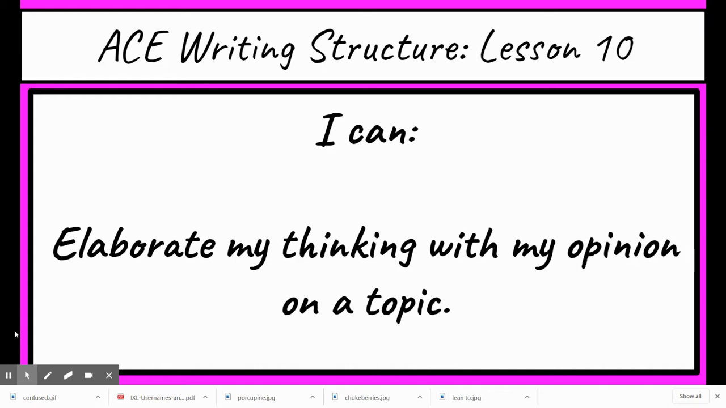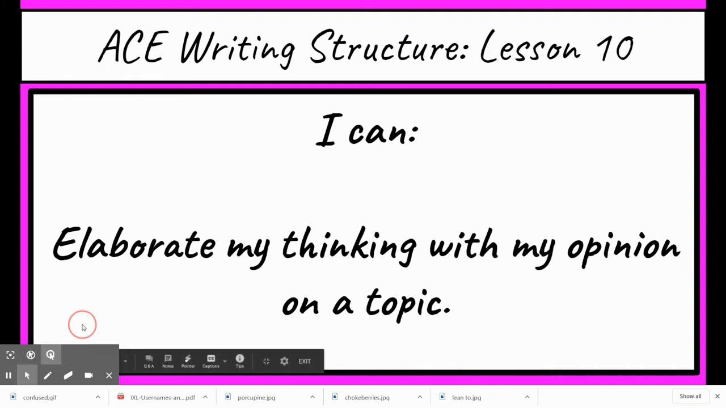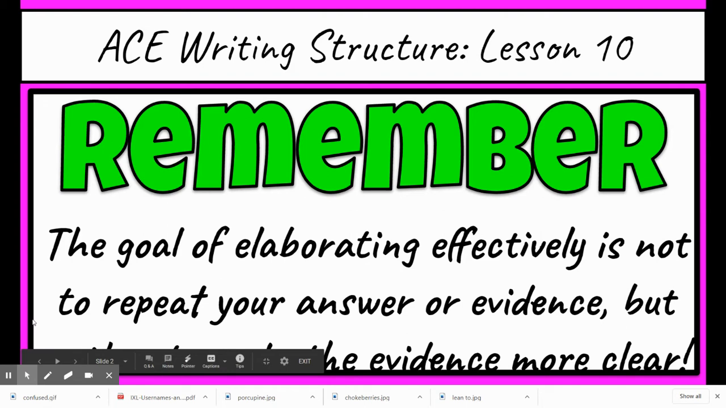So, by the end of this lesson, your goal is to be able to know when and how to elaborate your thinking by using your own opinion. It is important to remember before we go any further that the goal of elaborating effectively is not to repeat your answer or your evidence, but rather to make the evidence more clear.